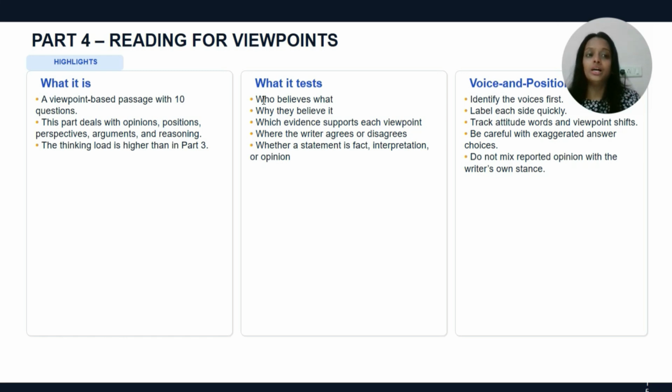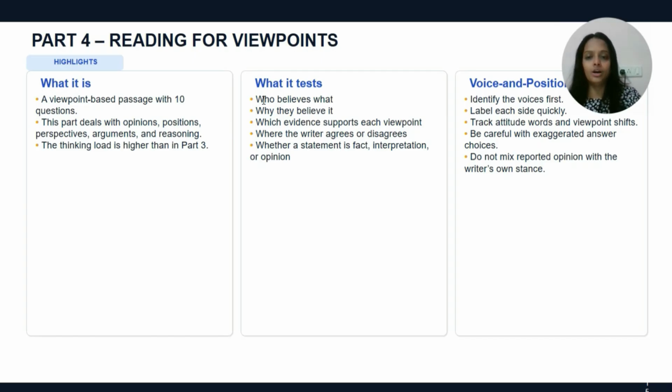Now I'm going to give you the best strategy. I call it the voice and position method. Before worrying about details, you have to identify the voices. Who is speaking? Is there one writer presenting two sides? Are there two different people with opposing viewpoints? Is the passage comparing one opinion with another? Then you can identify the position of each voice: what does person A support, does person B oppose or support, and what reason does each side give. Once you do that, the passage becomes much more manageable.